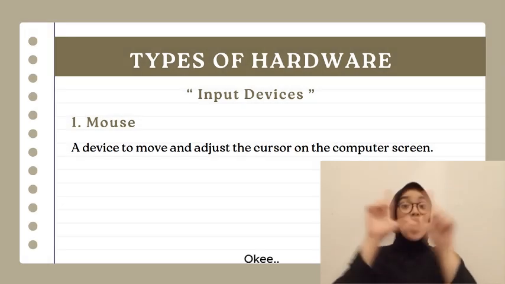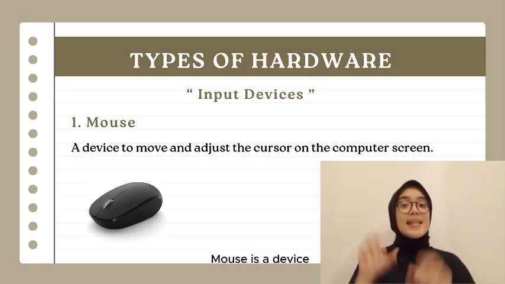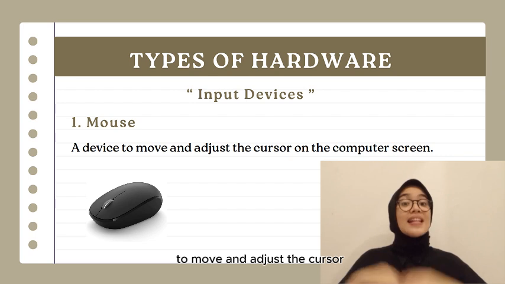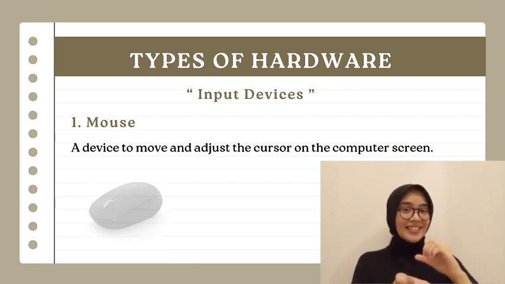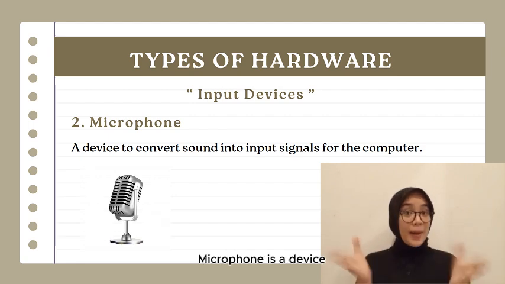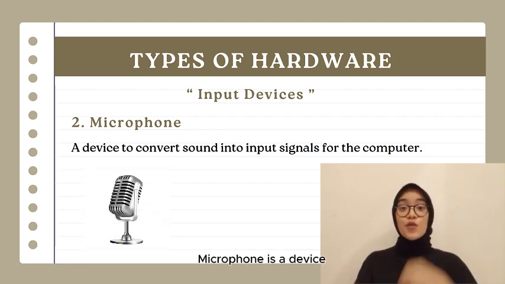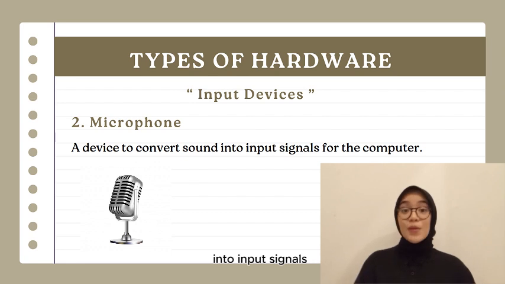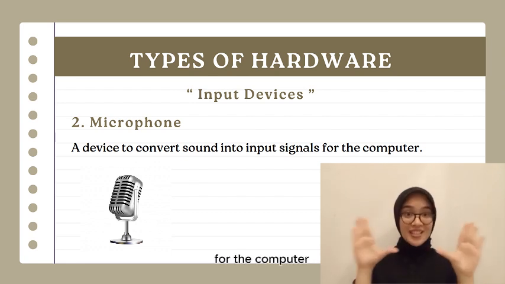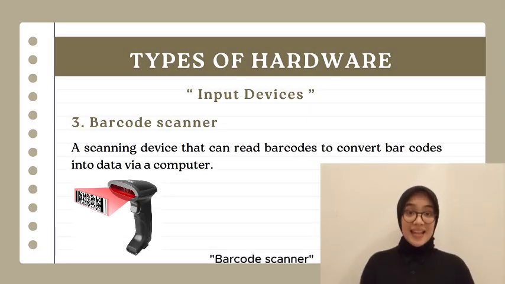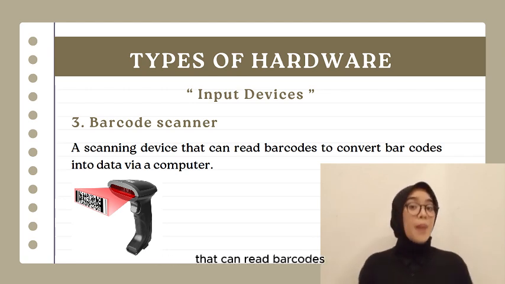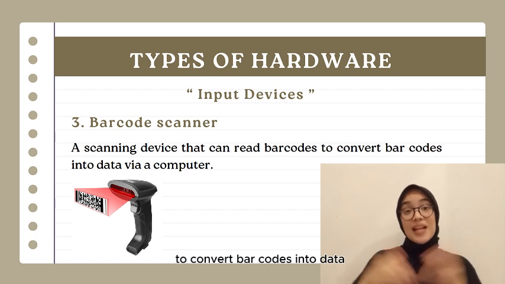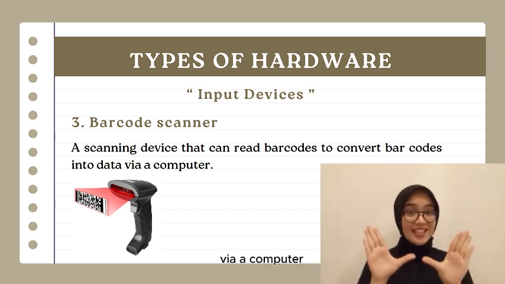Okay, mouse. A mouse is a device to move and adjust the cursor on the computer screen. Microphone. A microphone is a device to convert sound into an input signal for the computer. Barcode scanner. A barcode scanner is a scanning device that can read a barcode and convert it into data via a computer.